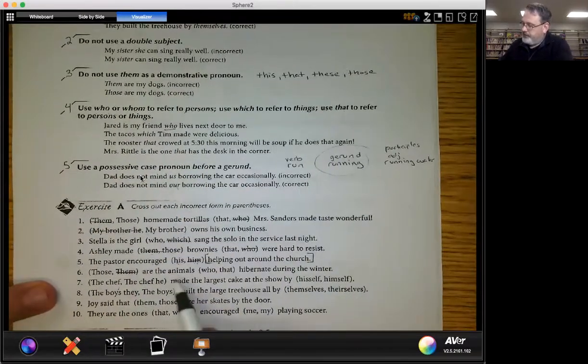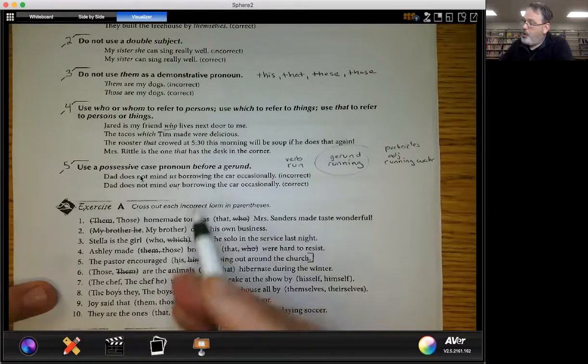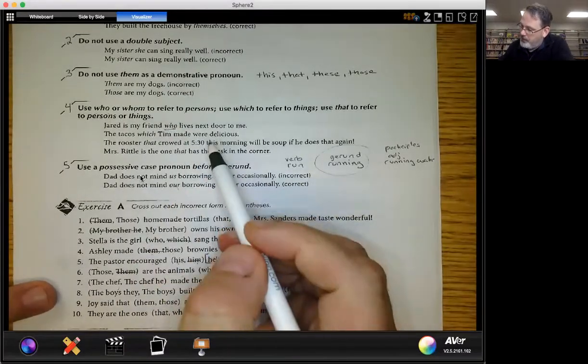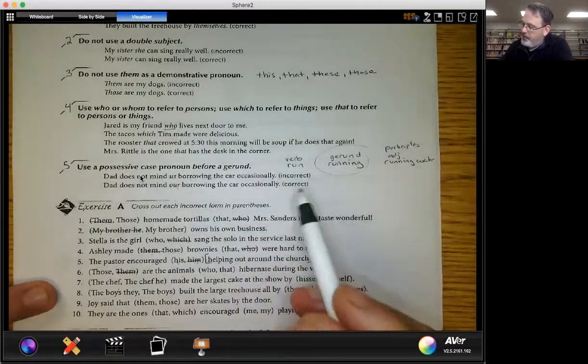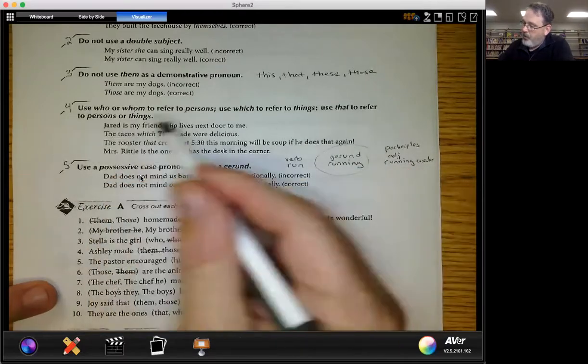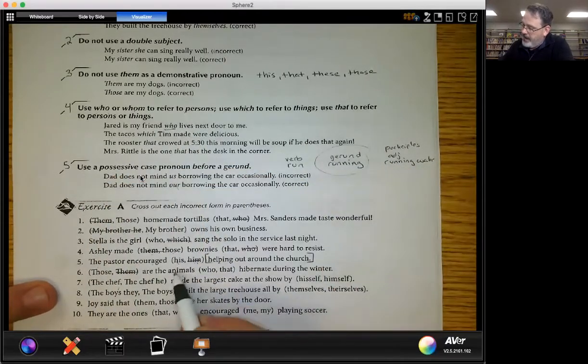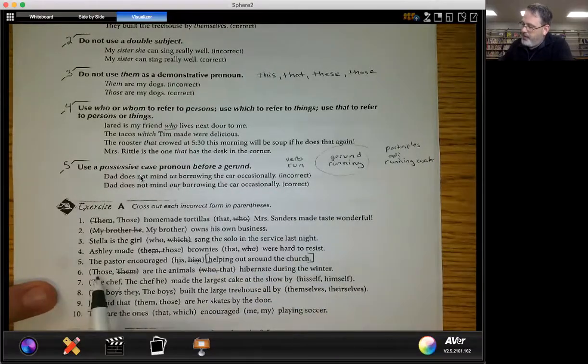And then the animals, who or that hibernate during the winter, are animals, not people. They are living, but they are not people. So we have to use who for people. If we don't have people, we can use that for either people or things. Since animals are not people, we're going to cross out who and use that. Those are the animals that hibernate during the winter.